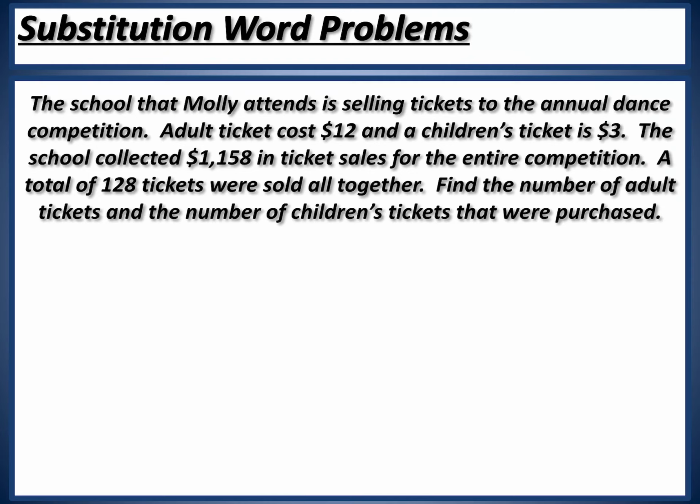So the school that Molly attends is selling tickets to the annual dance competition. Adult tickets cost $12 and children's tickets cost $3. The school collected $1,158 in ticket sales for the entire competition. A total of 128 tickets were sold altogether. Find the number of adult tickets and the number of children's tickets that were purchased.